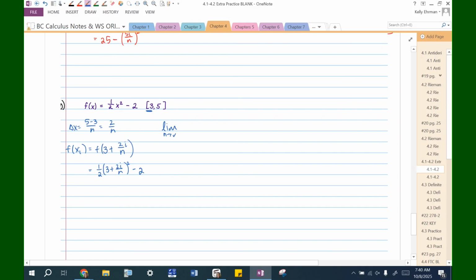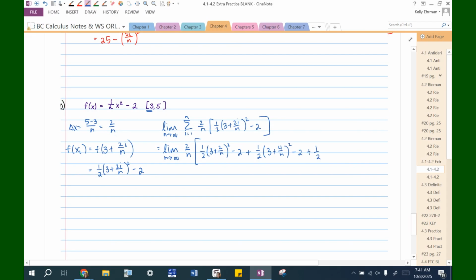Now it's the limit as n approaches infinity of the sum from i equals 1 to n of delta x times f of x sub i. Now expand out the first 4 terms. Keep the limit notation, drop the sigma, 2 over n. Put in 1 for i, so 1/2 times 3 plus 2 over n squared minus 2. Now put in 2 for i, 1/2 times 3 plus 4 over n squared minus 2.